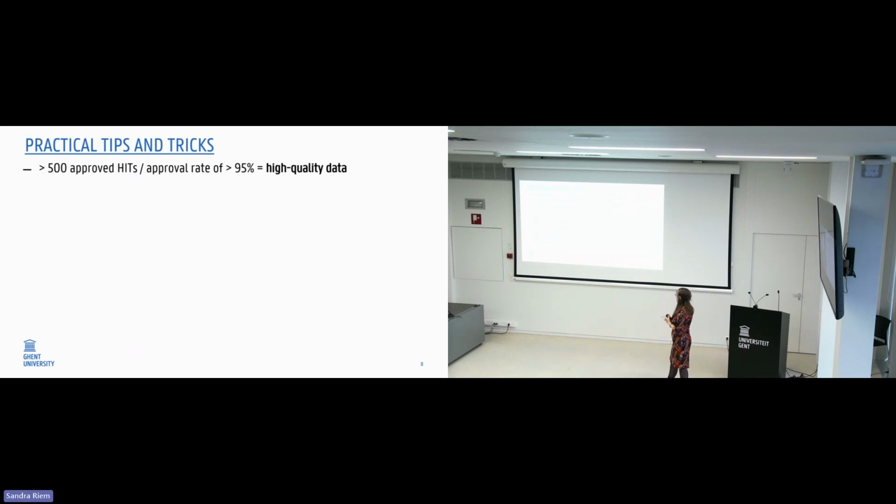Some tips and tricks. I already told you, if they have an approval rate of more than 95%, or more than 500 approved hits. A hit is an experimental task that they finished. That would also be high quality data. Ideally, you combine this restriction with comprehension checks to further improve your data quality.